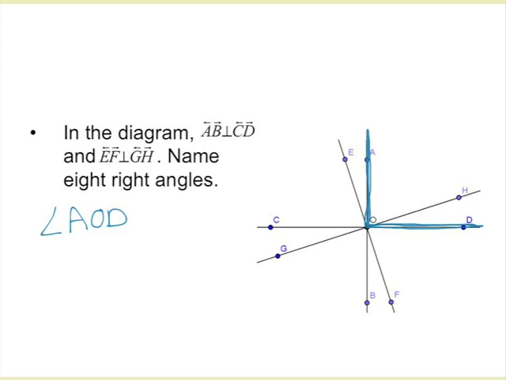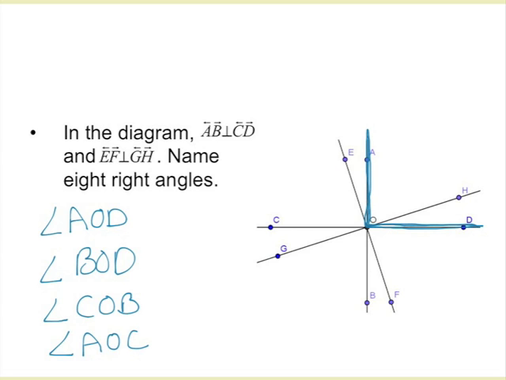And then I can circle around. So what one would come next to that? BOD. Okay, so BOD is right next to that. And then working my way around, I get COB and AOC. Remember, the order of the letters doesn't matter, so whether we call it AOD or DOA doesn't really matter. But I'm focusing on just one set of the perpendicular lines, completely ignoring those that are kind of offset. I get 4 right angles around there.